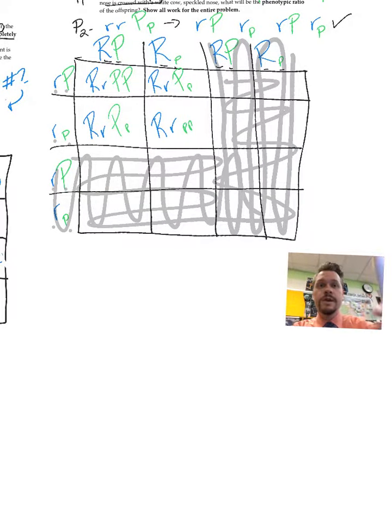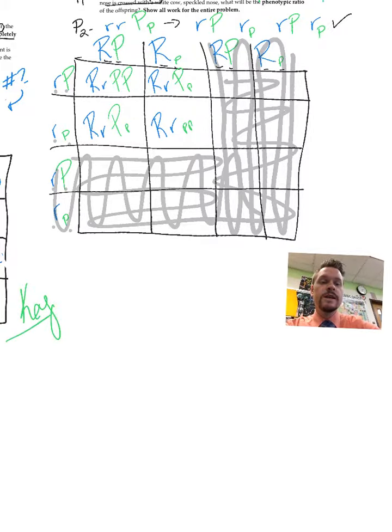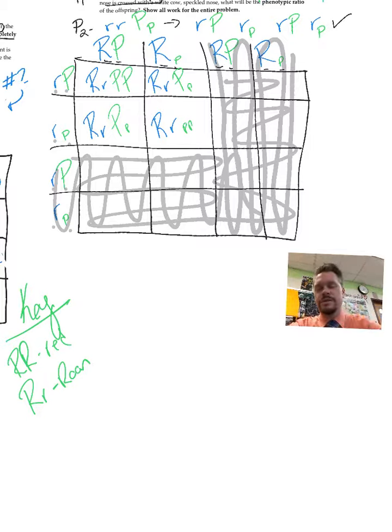Again, I always go ahead and I put together a key so that I know what I'm doing. If you want your big R, that's going to be red. Big R, little r, that's going to be roan. And again, that's just that speckled. A lot of times it'll say like checkered, so like white and black. That's what we mean. Roan is just a specific name for red and white. And then little r will be white.